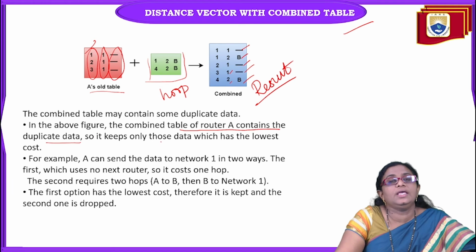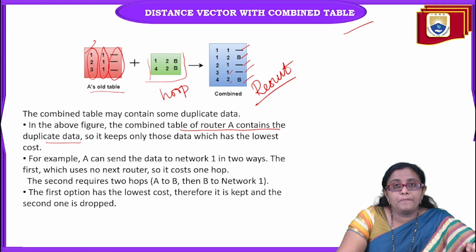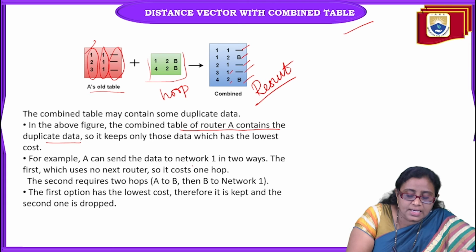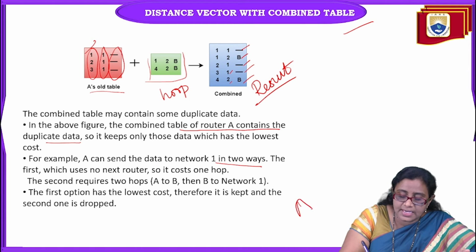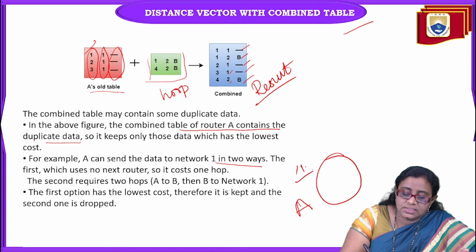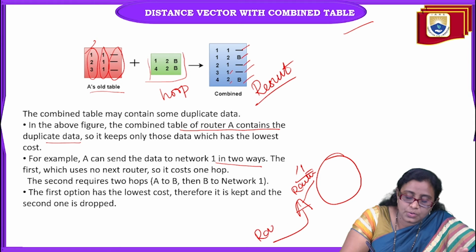So it keeps only the data which has the lowest cost of path in the routing algorithm. For example, A can send the data to network 1 in two ways. The first uses no next router, so it causes no hop. One is sending the information with a router, and the second is without a router.